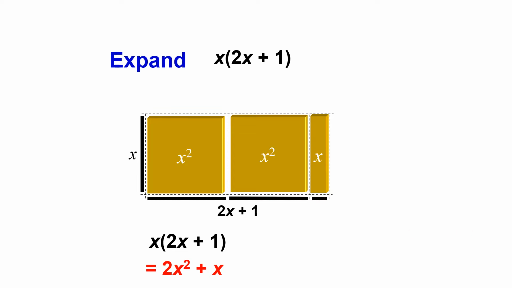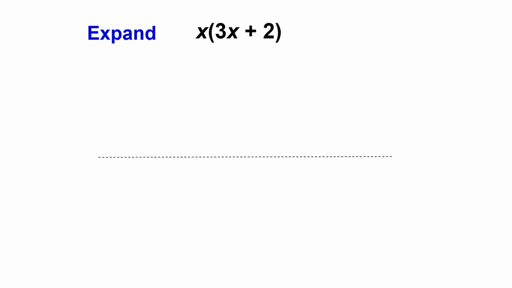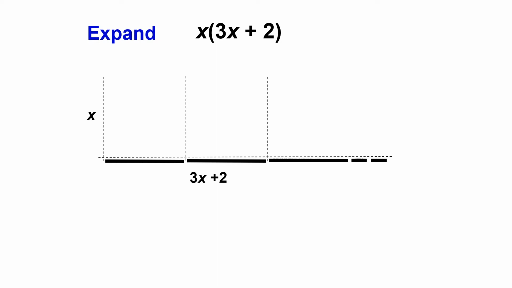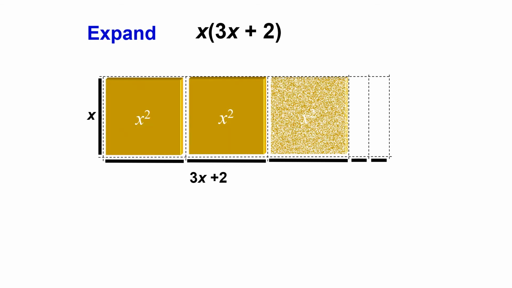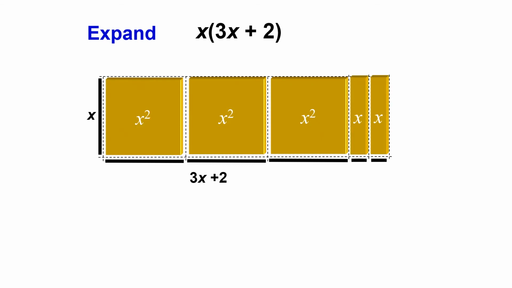One more, let's try one more algebra tile. X times 3x plus 2. There's your 3x plus 2, and there's your x. And now we're going to turn it into an area, a length, and a width, and we fill it all in. So x times 3x plus 2 equals what? What do we have when we count up our tiles? We have 3x squared tiles, and we have 2 x's.